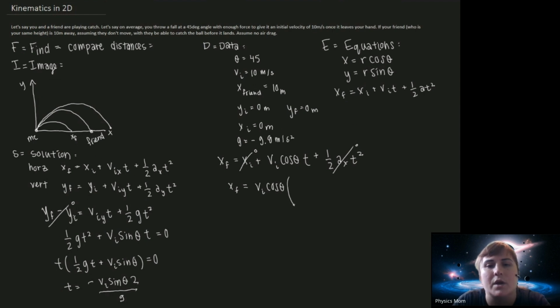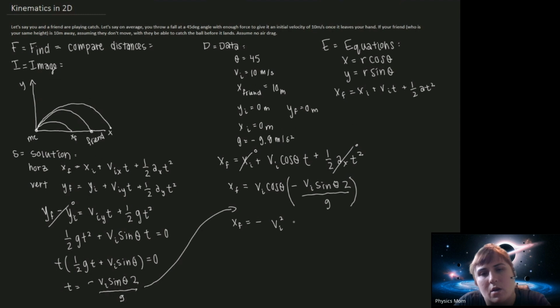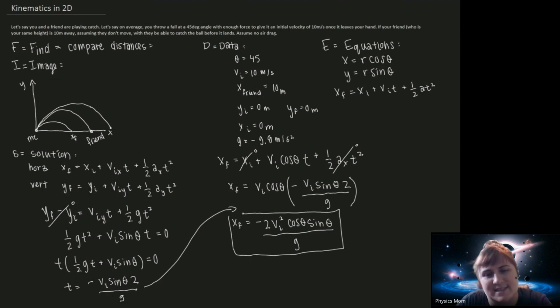And then this is all being multiplied by this new time value I found down here, right? So I'm going to plug that up here: negative v initial sine theta times 2 all over g. We can simplify some things a bit. I get x final equals, let's pull the negative out, negative 2 v initial squared, let's pull the 2 out in front too, just to make it prettier, times cosine theta sine theta all over g. And this is going to be worth most of my points for my equation. That's like all of the points right there.